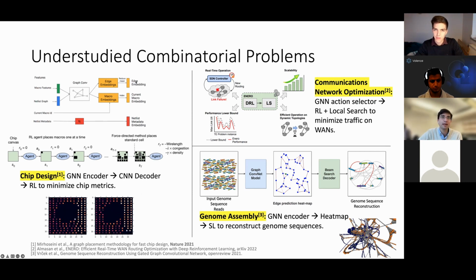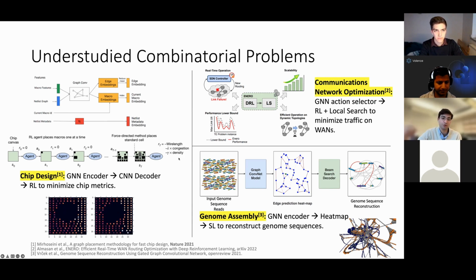And then they use the embeddings produced by that to pass it into a convnet decoder, in fact. So the decoder is coming up with this type of grid prediction. And then they train it using RL to minimize certain metrics about computer chips. So generally they're using metrics like the negative of the wire length, like how many wires the chip is going to have, and congestion or density.